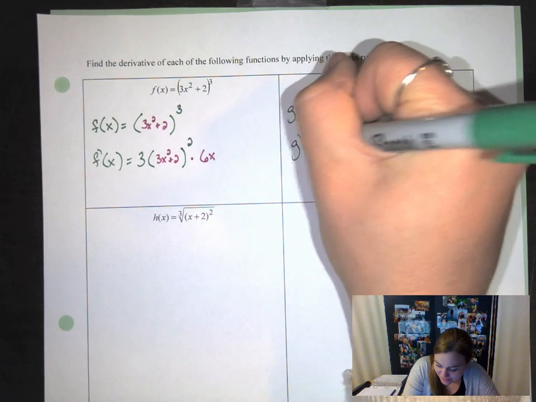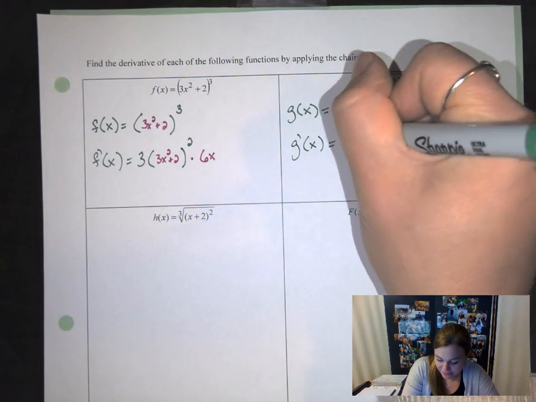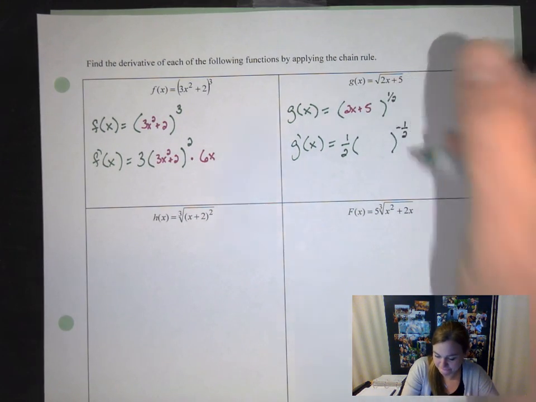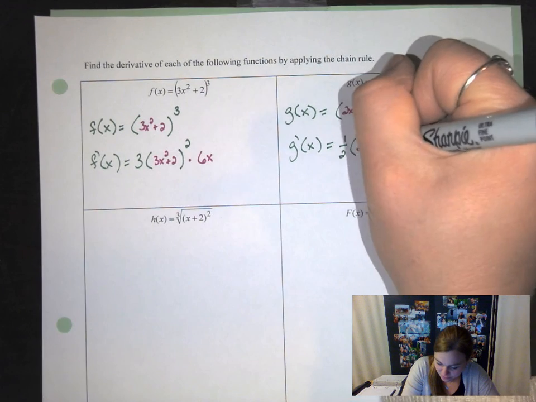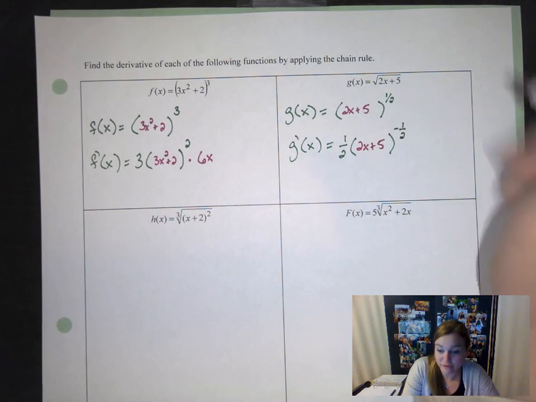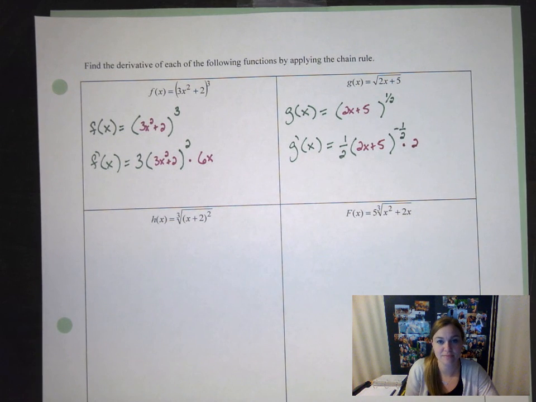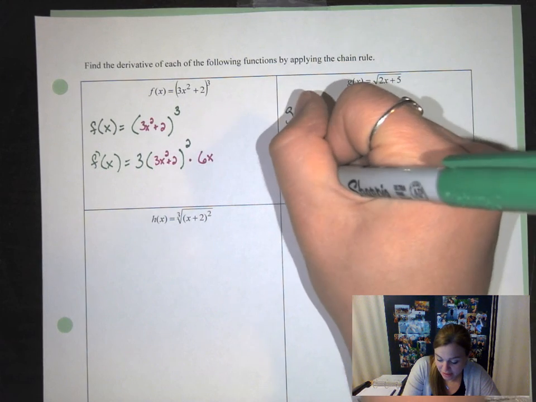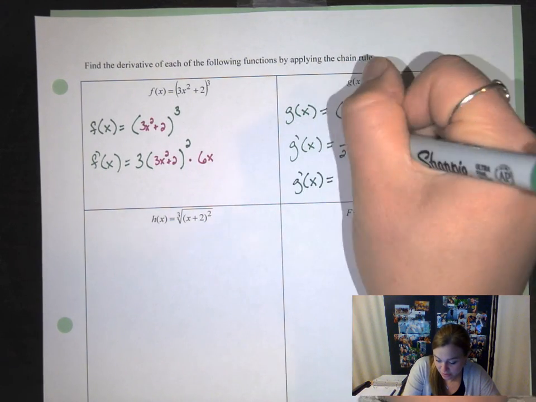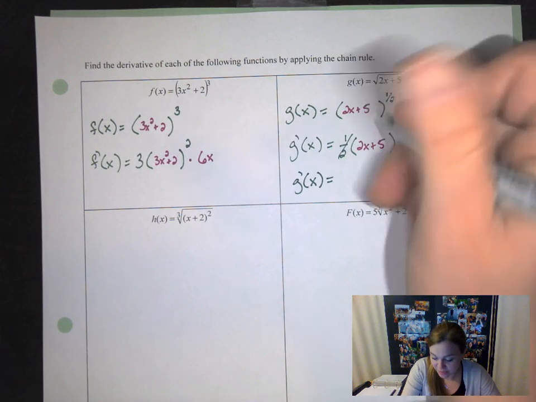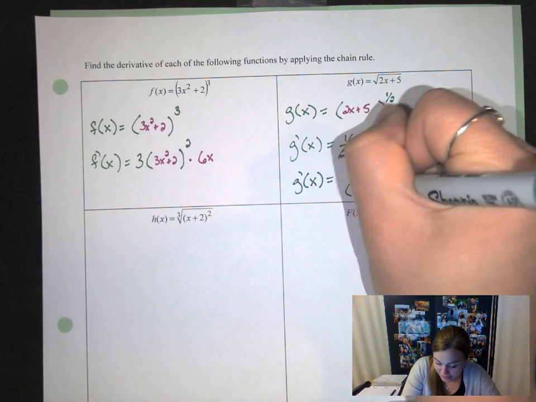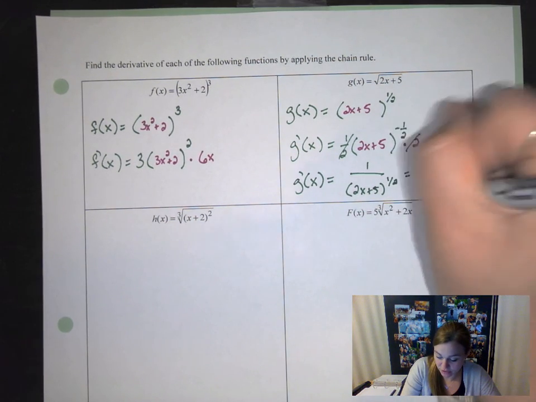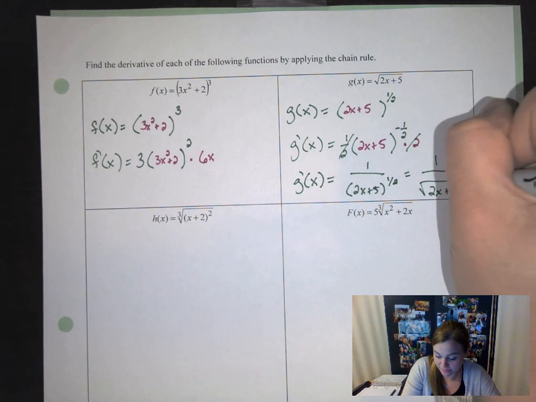G prime of x is equal to, take the outside function, so the derivative of the outside would be 1/2, and I'm going to go to the negative 1/2 power. Leave the inside alone, times the derivative of the inside. And then in this one, just because there's a negative exponent, I'm going to simplify a little bit. G prime of x, this 1/2 and 2 are going to cancel out, and I'd be just left with 1 over 2x plus 5 to the 1/2 power, which is the same thing as 1 over square root of 2x plus 5.